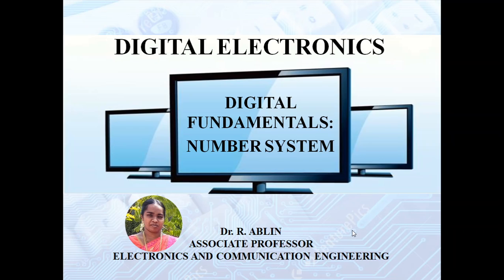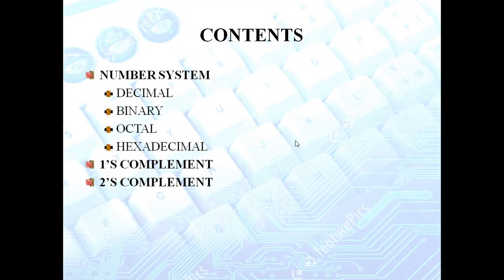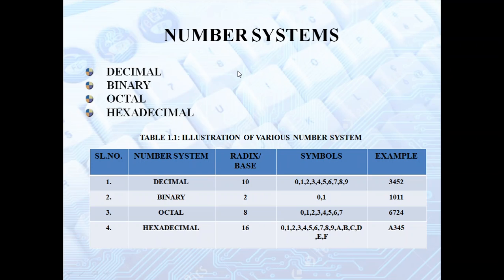The fundamental concept in digital electronics is the number system. The topics I would like to cover in this video are the types of number systems and complement representations in number systems. Number systems are used to define the magnitude of any quantity. There are four types of number systems. They are the decimal number system, binary number system, octal number system, and hexadecimal number system.